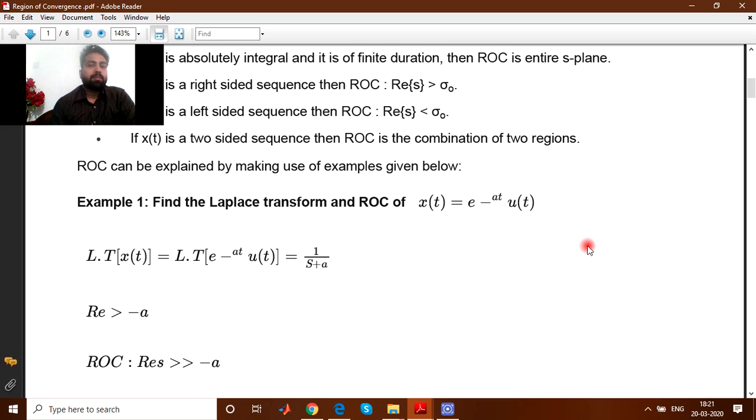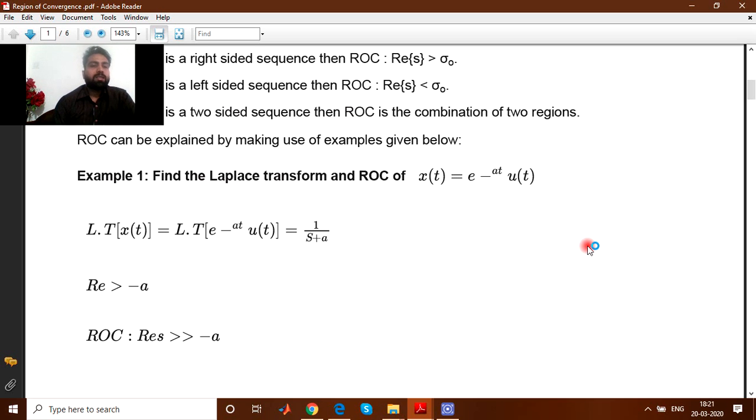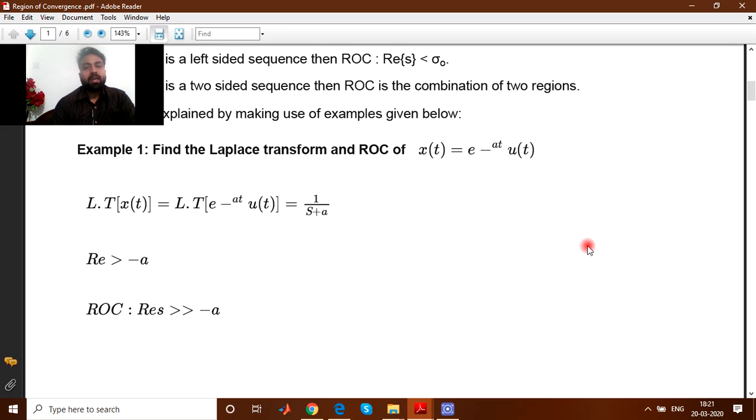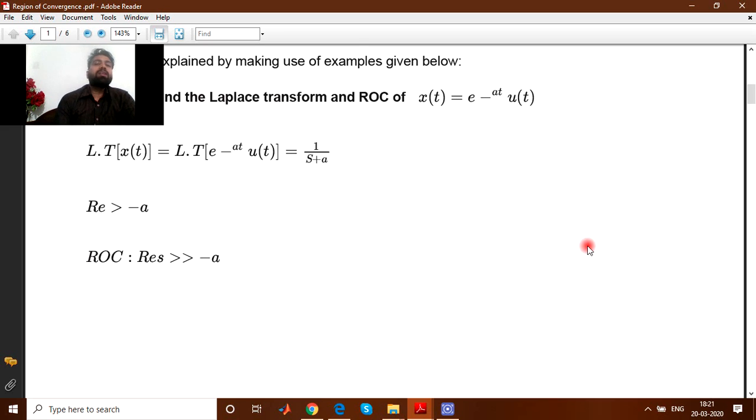Let's take one example. Suppose that we have a signal x(t), and this signal has a value e raised to the power minus at times u(t), where u(t) is the unit step function defined from 0 to infinity. Try to find out the Laplace transformation. The Laplace transformation of x(t) will be given as 1 upon s plus a. Under this condition, the real part of s is greater than minus a, so the ROC is definitely greater than minus a. So in the s plane, at the value of minus a, this region of convergence will give the area where this frequency domain analysis will hold and resolve.